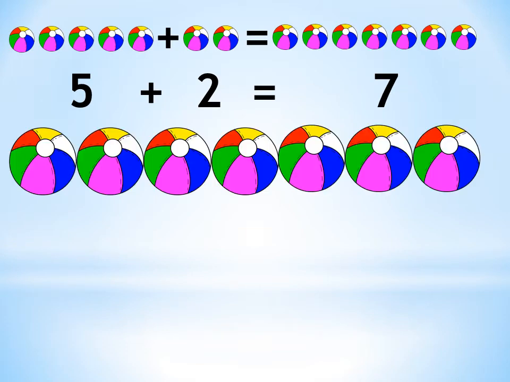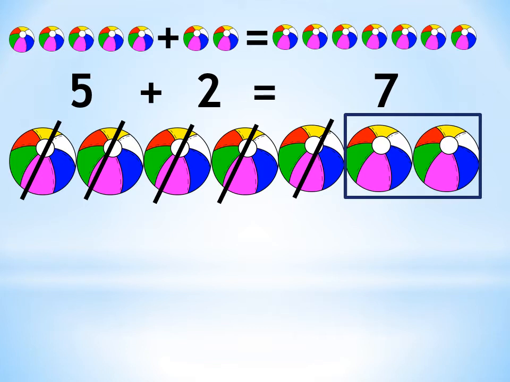Now if we remove 5 balls from 7, 1, 2, 3, 4, 5. How many balls are left? Yes, 2 balls are left. Means 7 minus 5 is equal to 2.